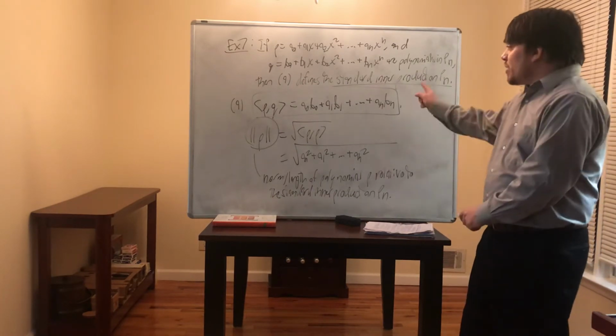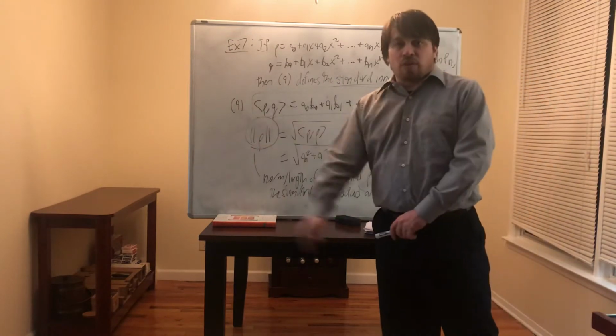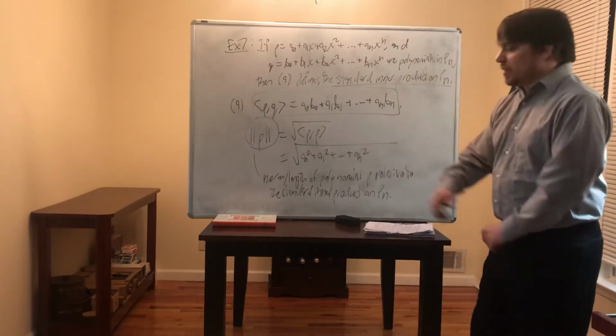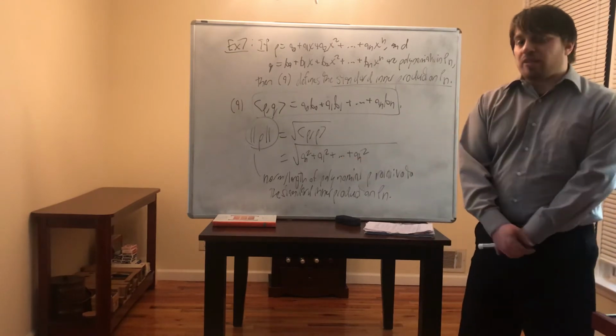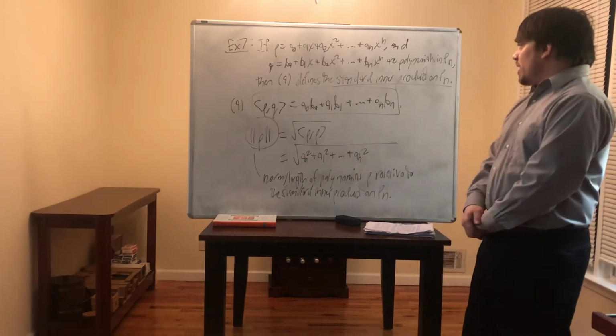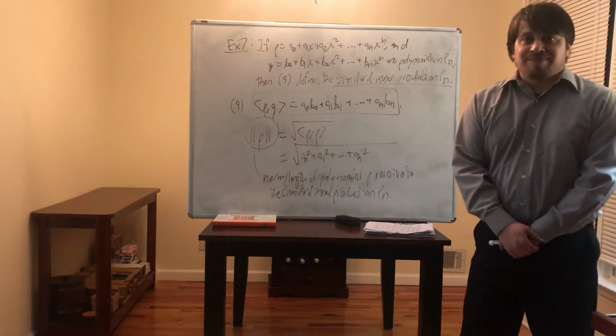So for this inner product function, there can only be one norm. It's unique, and we found it. But we would be specific about what norm we found: the norm of p relative to the standard inner product on P sub n.